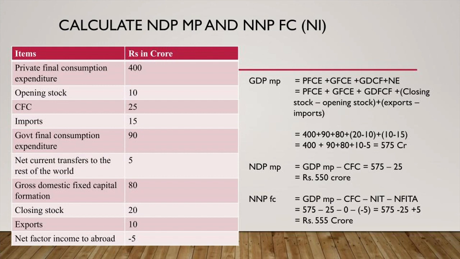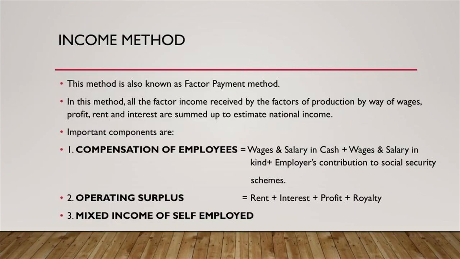555 crores. The third method to find national income is the income method. It is also known as the factor payment method, as we take the factor payments received within the domestic territory to find national income. This method is the easiest and most understandable among all the three methods. In this method, all the factor income received by the factors of production by way of wages, profit, rent, and interest are summed up to estimate national income.